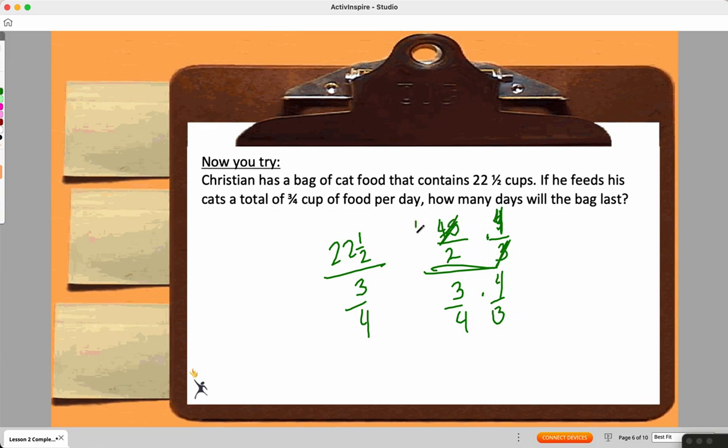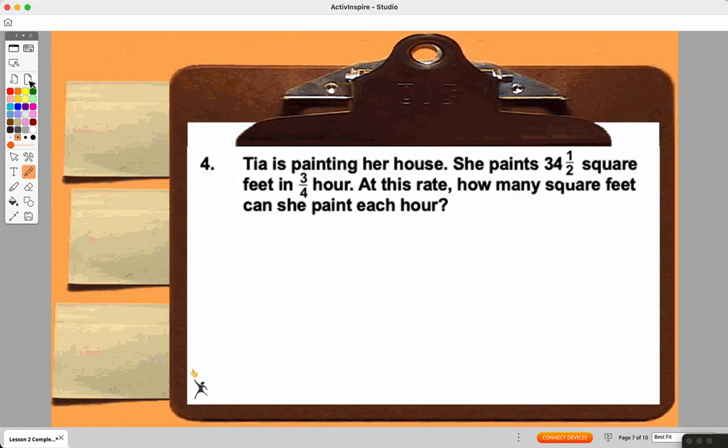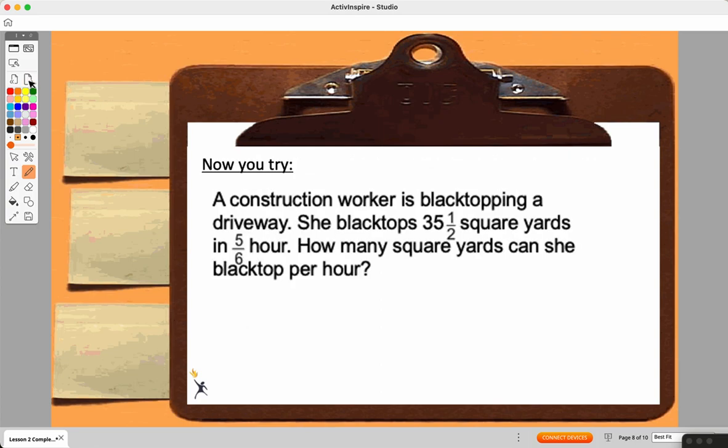Now I can cross reduce this time, make my life a little easier. 3 goes into 45 15 times. 3 goes into 3 once. 2 goes into 4 twice and into itself once. So 2 times 15 is 30. So this gentleman could feed his cat for 30 days before he runs out of cat food. So same idea. I want you to try Tia's problem and our construction workers problem. Pause the video and see what you come up with.